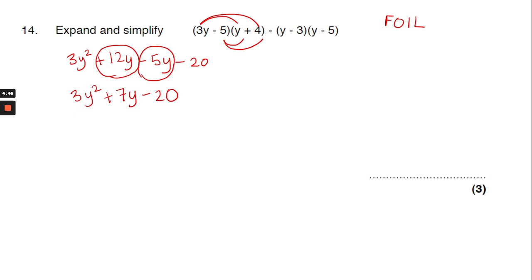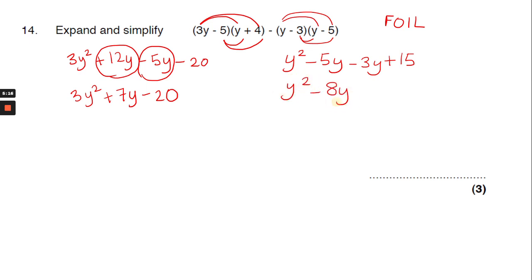And I'm just going to leave that there for a moment. Now I'm going to work with this side. So forget the minus for a second. I'm just going to use FOIL to expand this side out. So this gives me y squared first, outer minus 5y, don't forget the minus there, inner, minus 3y, and last, plus 15. Simplifies down to y squared minus 8y plus 15.